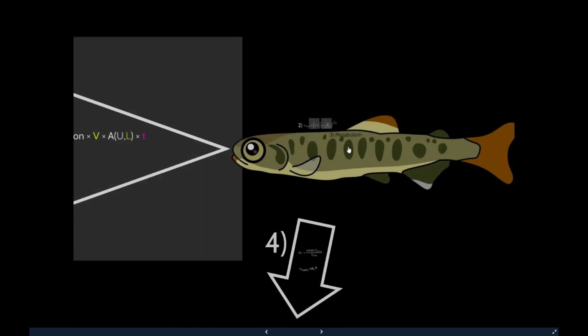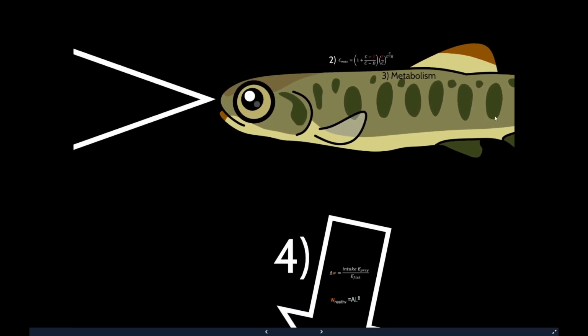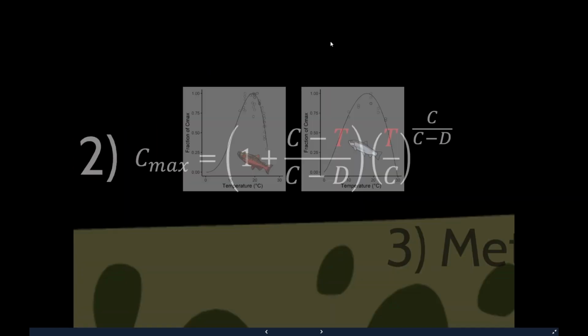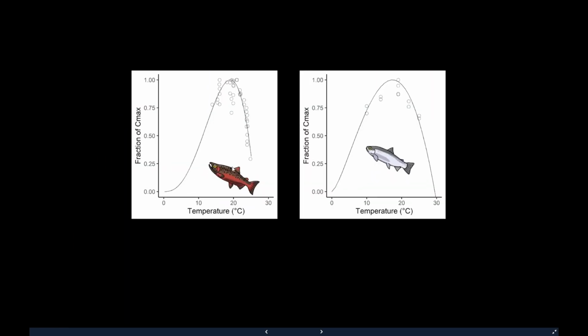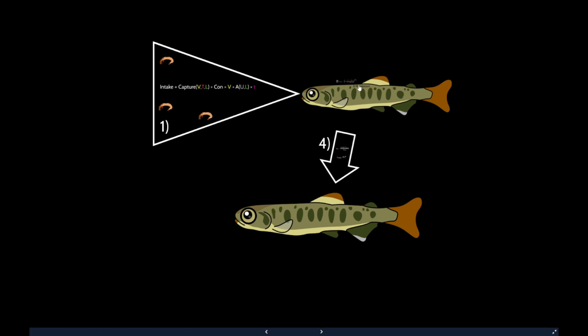So once the fish, sorry, I'll go back out here. Once the fish has done that, number 2 is to make sure it's not below Cmax. Again, Cmax is calculated as this beta sigmoid. Here we can see the data for Chinook salmon and steelhead. Again, asymmetric peak distributions.